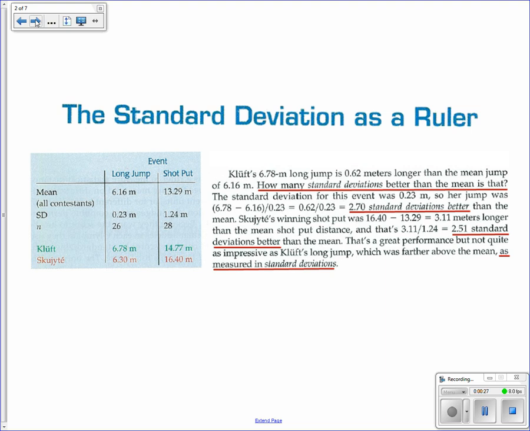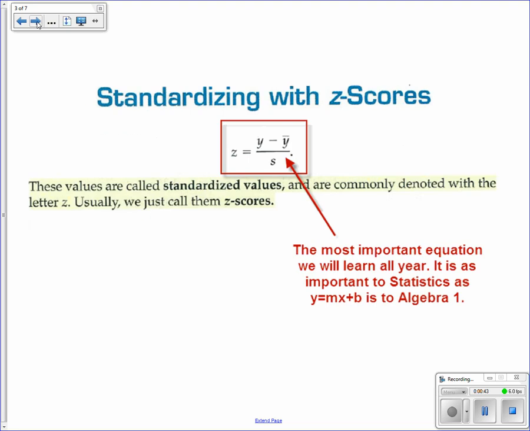So you can compare apples to oranges because you can compare each to the means and the standard deviations of each. So you're using the standard deviation as a ruler to measure how extreme or how likely it is that something would happen. And the equation that we will use is this one right here.